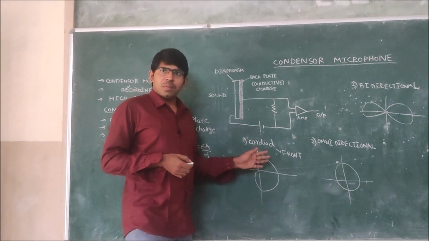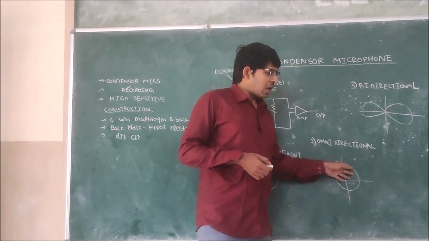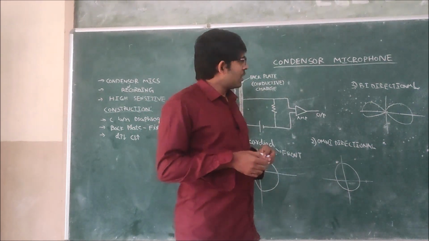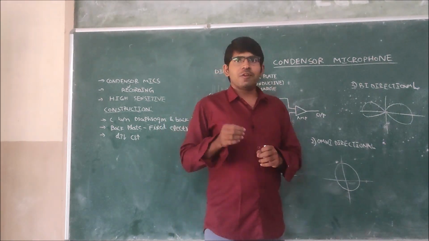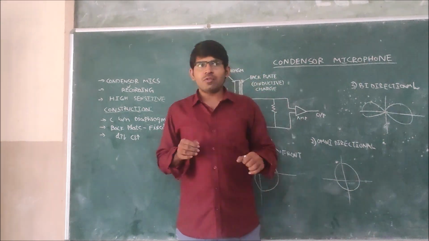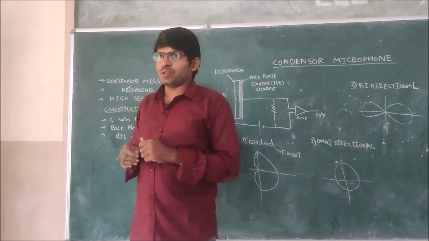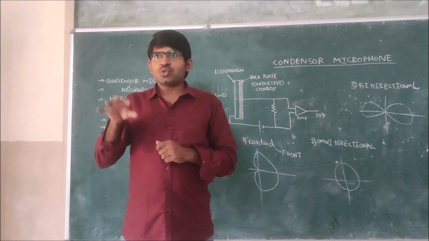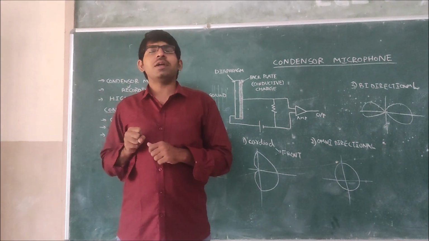This we use generally in the dubbing studios. In live performances, we can use this omnidirectional condenser mic. These are the different polar patterns of different condenser microphones. So compared to the carbon microphone, the condenser microphone is very sensitive to capture the details.